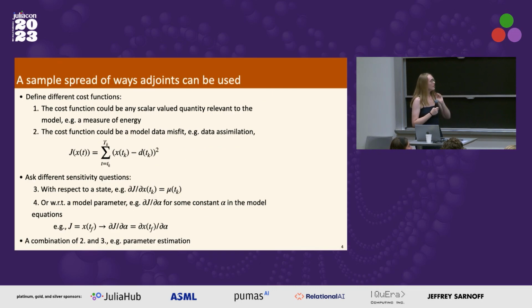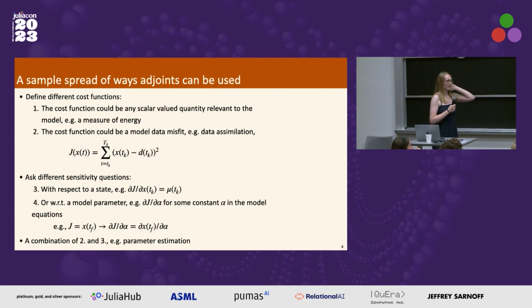Okay. So next we can talk about a little bit of the different ways that adjoints can be used. So obviously we can always define different cost functions. For example, your cost function is any scalar valued quantity. It could be a measure of energy, for example, and this can help you answer questions such as, how would the energy at my final state change were I to change the initial conditions of my model?